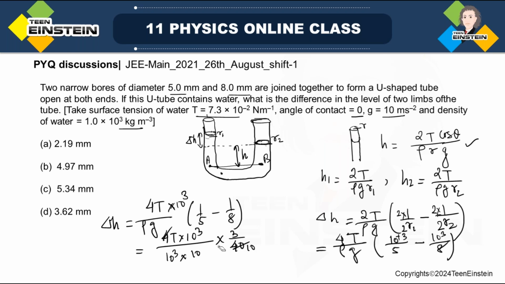So I'll multiply 10 to the power minus 5 in the numerator. Finally I get 10 to the power minus 5 here. So I get 3T, where T is 7.3 into 10 to the power minus 2, then here 10 to the power 3, then 10 to the power minus 5 again. So what do you get?